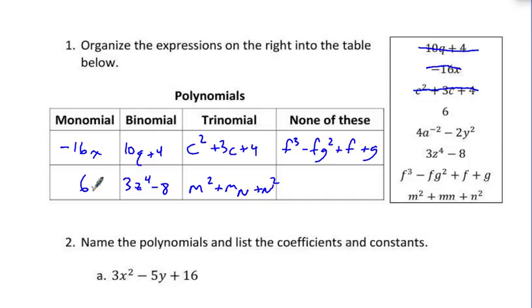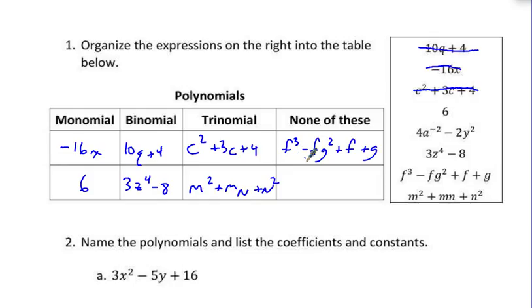Okay, 6 is a constant and was a monomial. 3z to the 4th minus 8, 2 terms, it's a binomial. Trinomial, m squared plus m times n plus n squared. In the none of these category, you might have had a little bit of trouble with one of them, but this one you probably got.